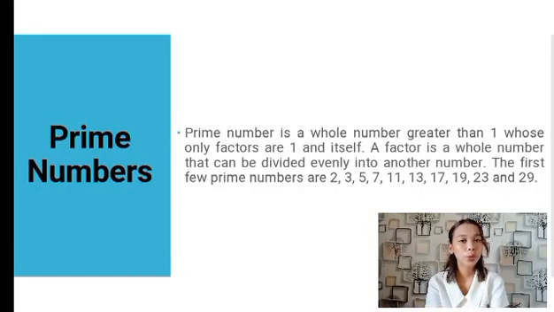Next question. Blank numbers have only two factors, 1 and itself. The answer is prime. A prime number is a whole number greater than 1, whose only factors are 1 and itself. A factor is a whole number that can be divided evenly into another number. The first few prime numbers are 2, 3, 5, 7, 11, 13, 17, 19, 23, and 29.